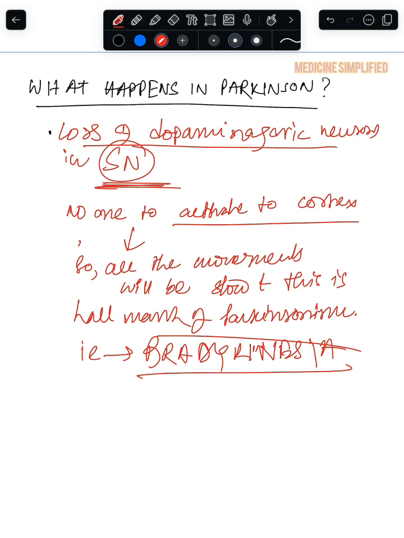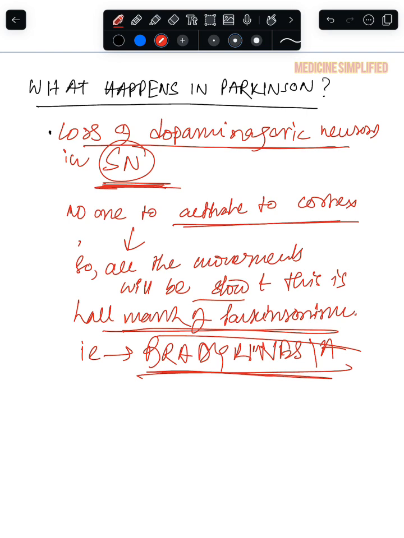In Parkinson's disease, there will be loss of dopaminergic neurons in the substantia nigra. So there will be no one to activate the cortex, no direct pathway. Only the indirect pathway will remain, and what does the indirect pathway do? It inhibits the cerebral cortex. So the cerebral cortex will be inhibited, and all the movement will be slow. And this is the hallmark of Parkinsonism, that is bradykinesia.